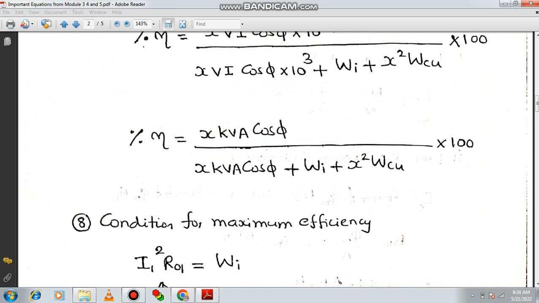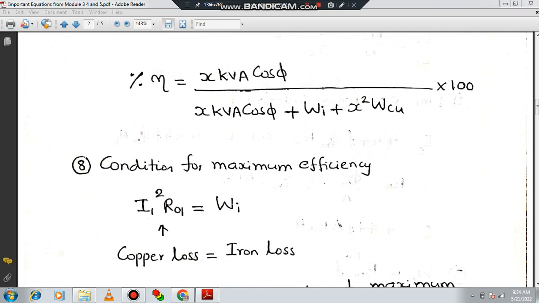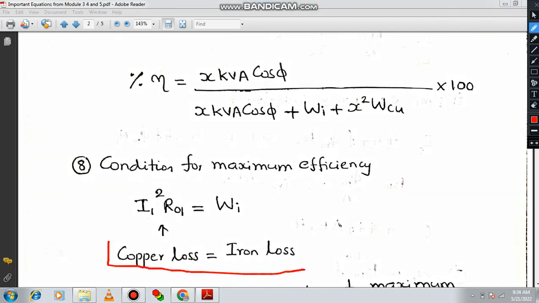Okay. Now another important concept I want to tell you. What is the condition of maximum efficiency? The condition of maximum efficiency is such that the copper loss will be equal to the core loss. Then we will get the maximum efficiency in the transformer. What can be written as copper loss? I1 square into R01 is the form of copper loss. Wi means iron loss. Is it okay or not?